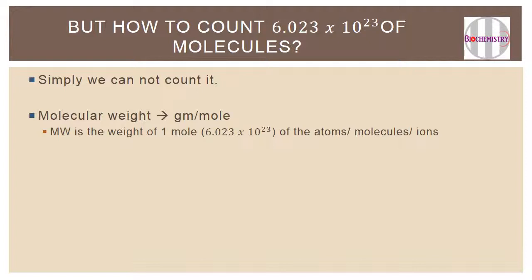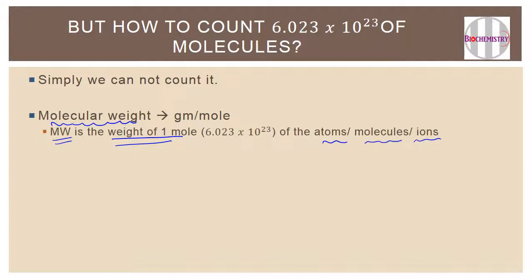and even if we decide to count, we must see them. But obviously we cannot see such small molecules. Not even a single instrument in the whole world can visualize a single atom or single molecule. So what is the other way around? The other way around is the use of molecular weight. What does molecular weight tell us? Molecular weight tells us the weight of 1 mole of any atoms, molecules, or ions.